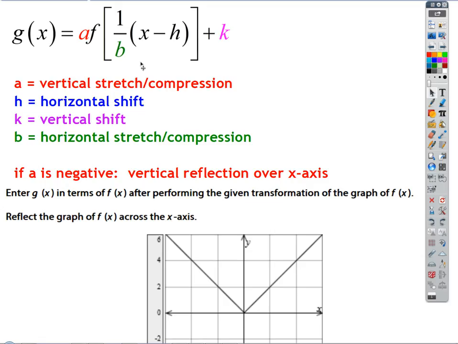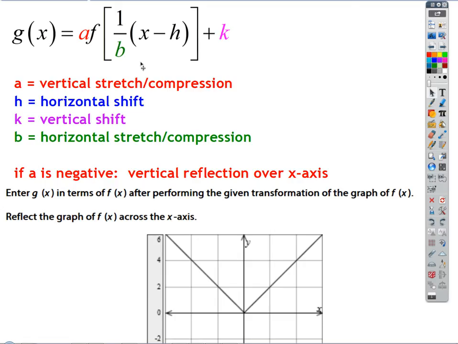Now, what's the value of A that's going to reflect it? I'm not stretching it, so A is equal to 1 to start with, right? But if I want to reflect it, what did we say we had to do? Multiply. Yeah, we got to make A negative, right? So all we're going to do to this is just put a negative sign in front of the function. That's it. That reflects it, right?